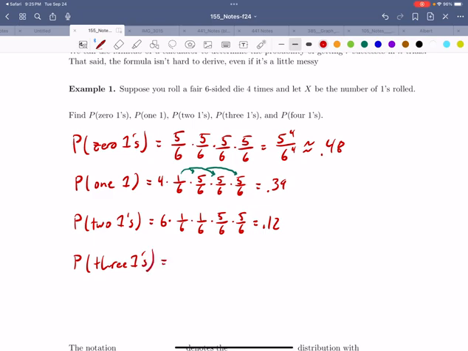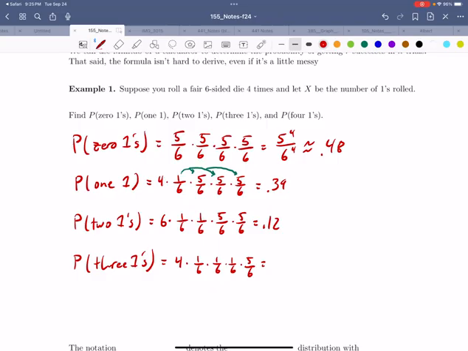All right, so anyway, the probability of rolling 3 ones. Well, let's think about this. We could roll it on the first, second, and third, first, second, and fourth, first, third, and fourth, or second, third, and fourth. In other words, there's one time where we're not rolling a 1. So again, we're multiplying by 4.